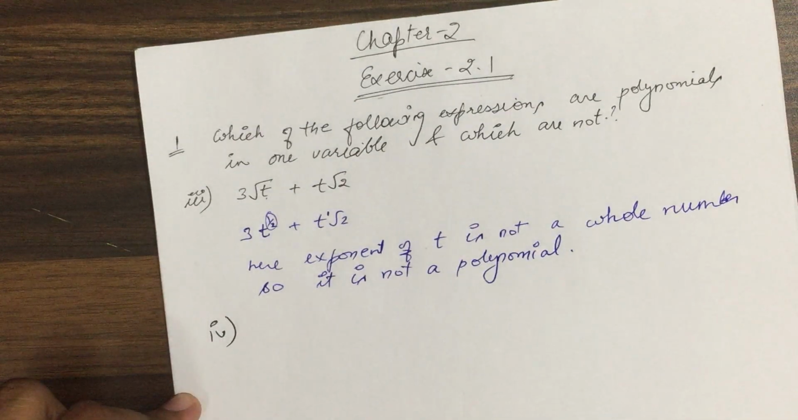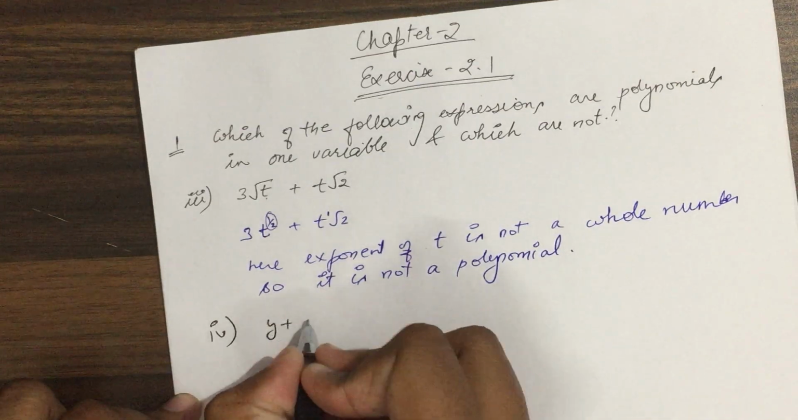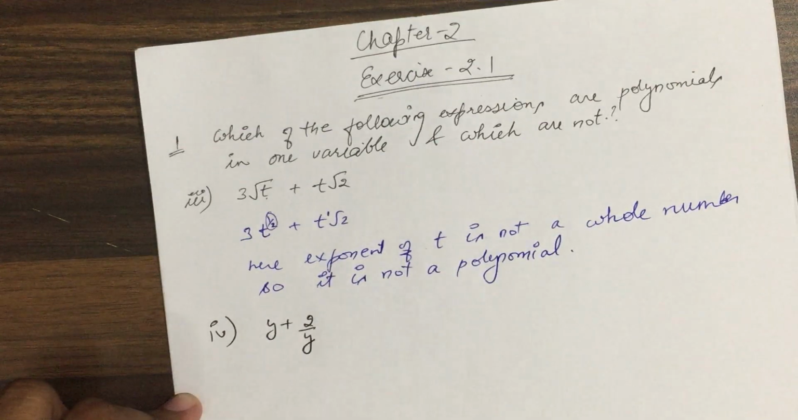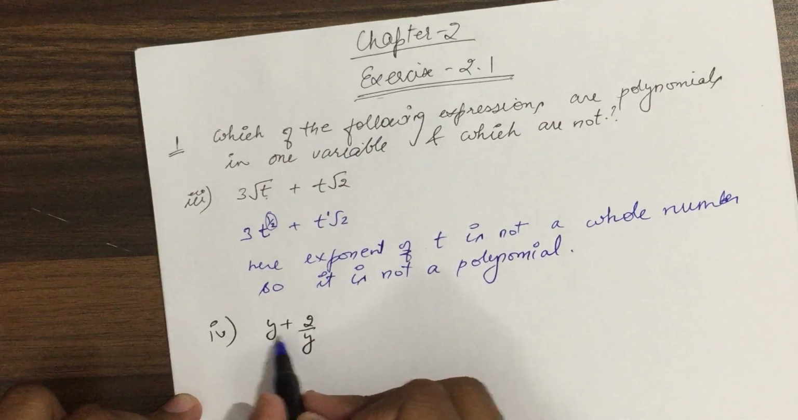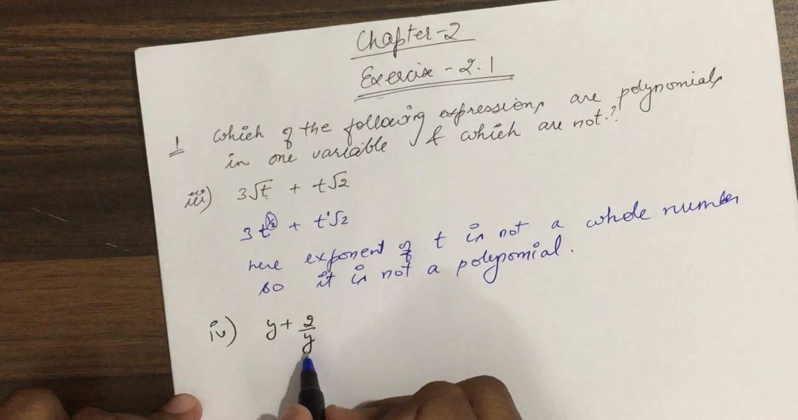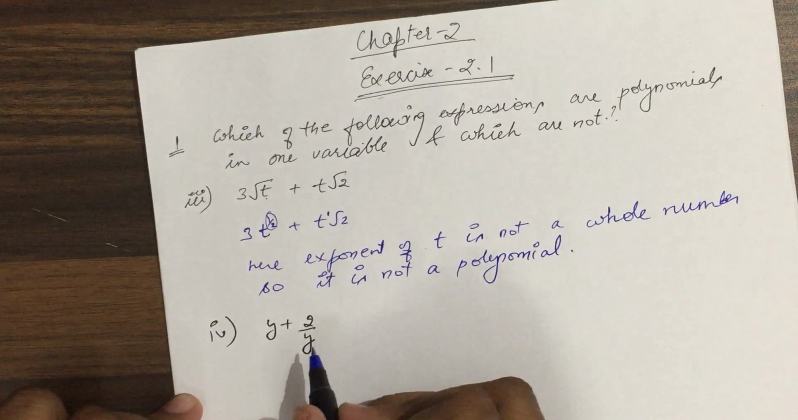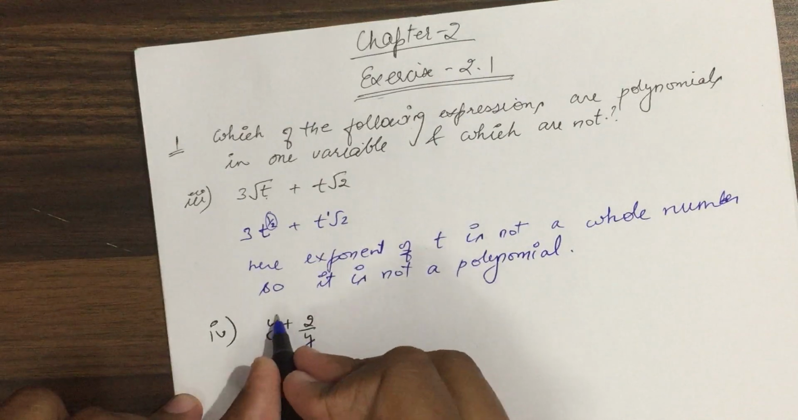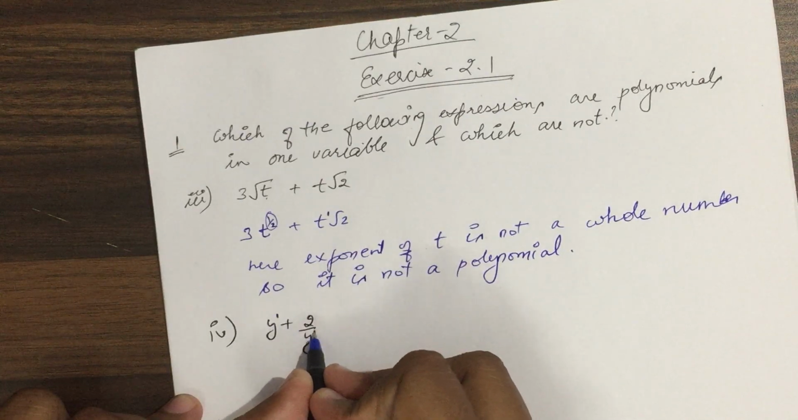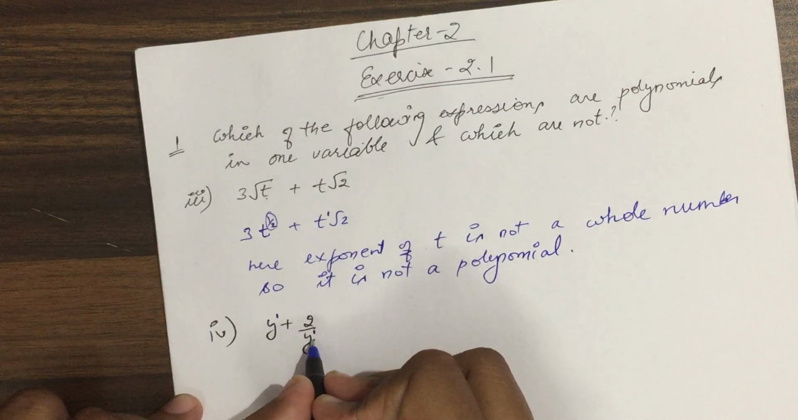Question 1, fourth part. What is given to you? y plus 2 upon y. Okay, now what do you think? Don't think that here it is y, here it is y, so again it is a polynomial in one variable. I have already discussed such an example, but again I am considering it because it is a good part. Here power of y is 1, here power of y is 1, but it is in the denominator.